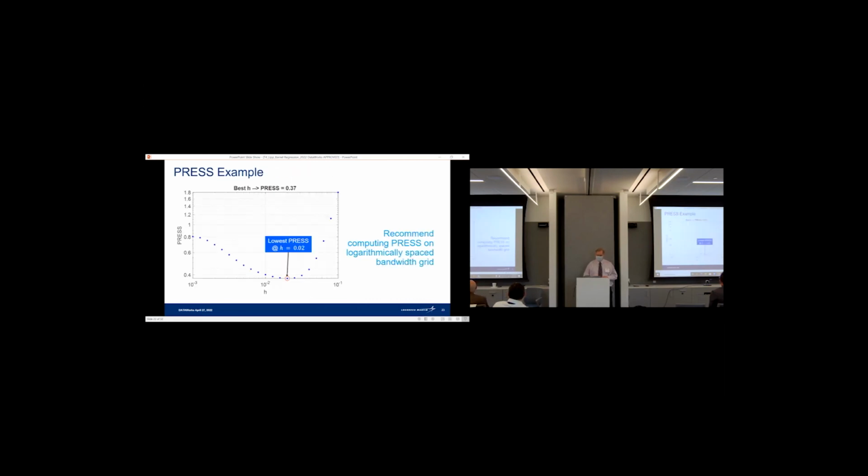So here's an example of computing PRESS. You see a nice minimum value. You also notice I used a logarithmic scale for my bandwidth, and that's definitely recommended in this case.